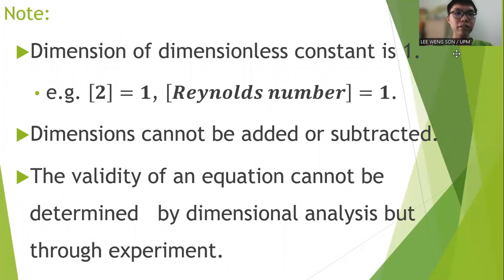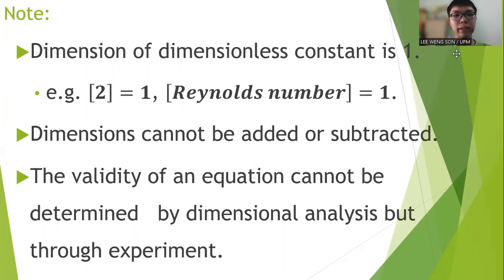Actually, there are a few notes that have to be taken into account when we are dealing with dimensional analysis. First, the dimension of a dimensionless constant is always equal to 1. For example, the dimension of 2 is 1. The dimension of 3 is also equal to 1. To sum up, the dimension of any number, no matter whether it is a whole number, integer, or rational number, will always be equal to 1.